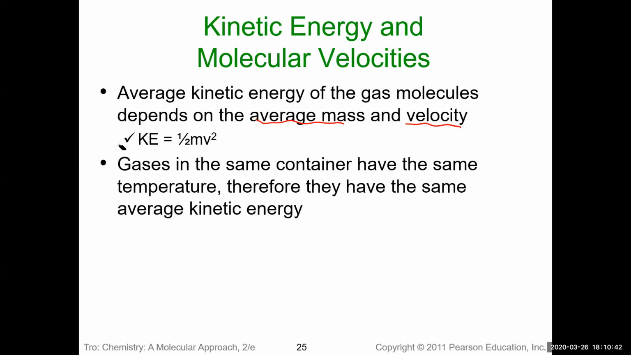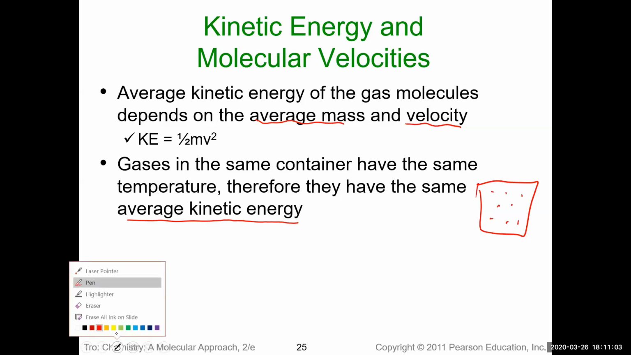So gases in the same container obviously have the same temperature because they're in the same container, and therefore they have the same average kinetic energy. So if I have two gases in the same container, there's one gas that's going to be really small. We'll call that one hydrogen. And then we have another gas. This gas is a lot bigger.